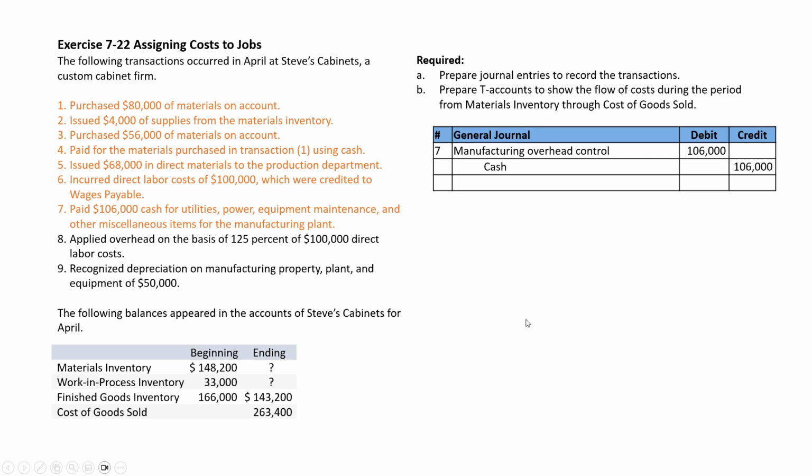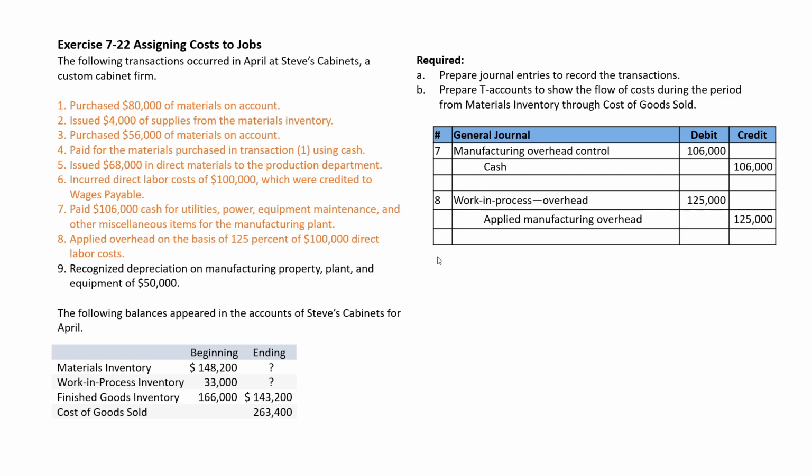Finally, we're going to apply our overhead. We've been collecting our actual overhead costs in that manufacturing overhead control account. We're finally going to apply it based upon our predetermined overhead rate. They tell us that that's going to be based on taking 125% of $100,000 in direct labor costs. What's the journal entry going to look like? We're going to debit work in process, adding it into work in process for 125,000. This is also probably a difference from what you did in Intro to Managerial Accounting.